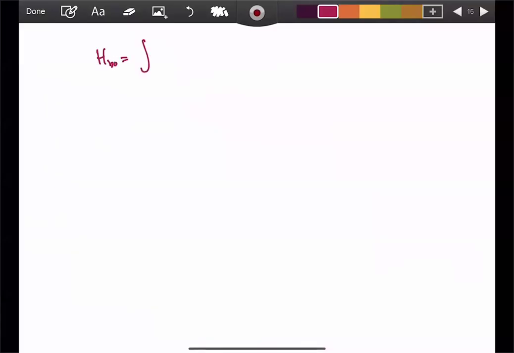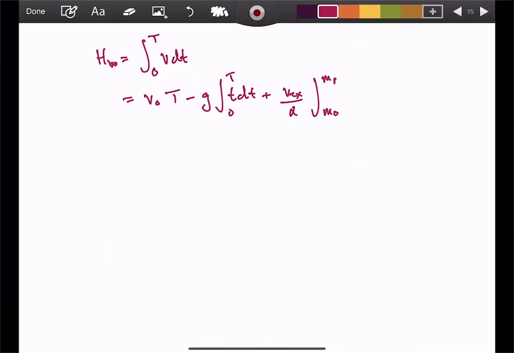Then it is going to be equal to the integral from 0 to the time of burnout of the velocity integrated over time. So this is going to be equal to my initial velocity times my burnout time. And then we're going to get a minus g integral t dt from 0 to burnout, and then a plus the expulsion velocity divided by alpha times the integral from my initial mass to the mass of the rocket, natural log of m over m initial dm.